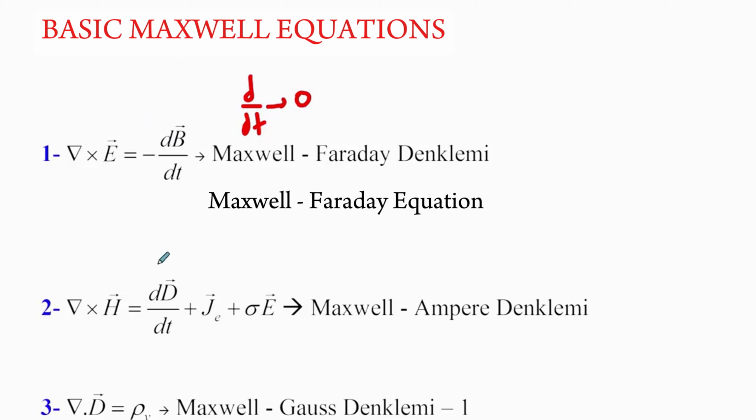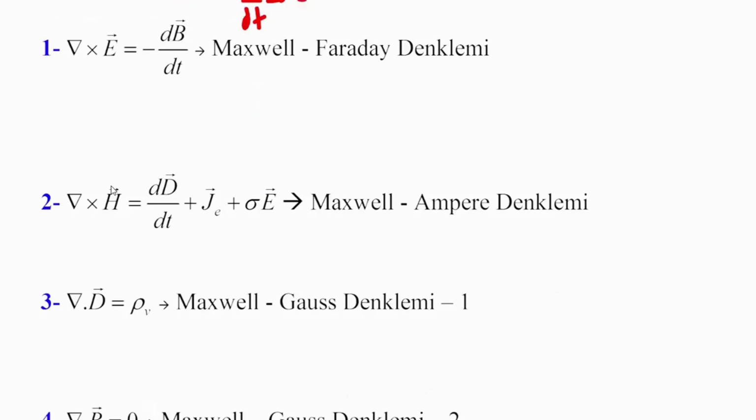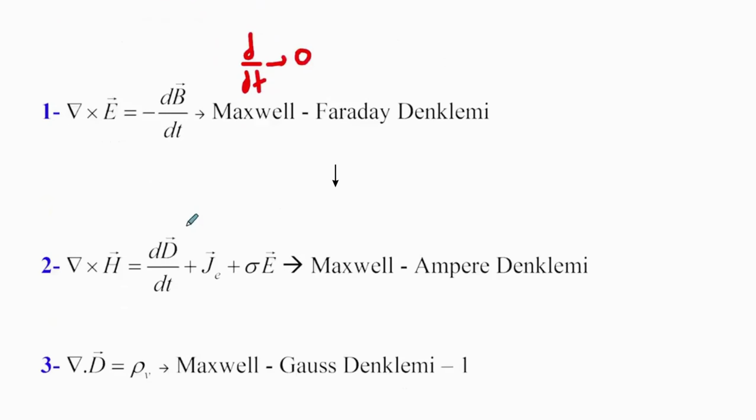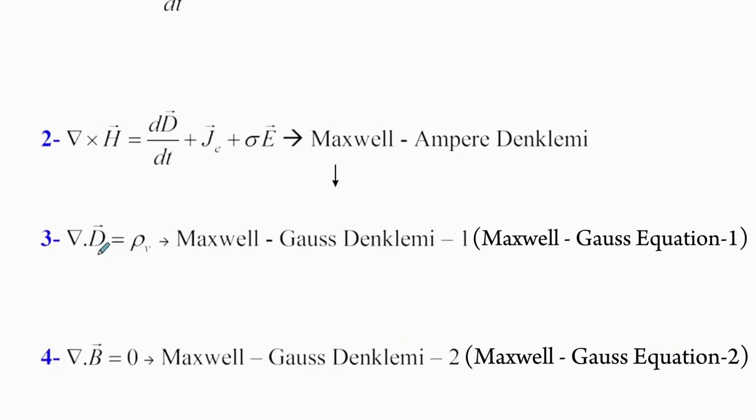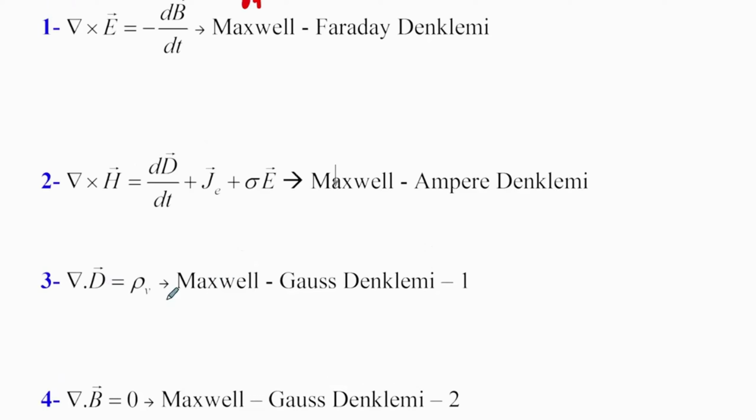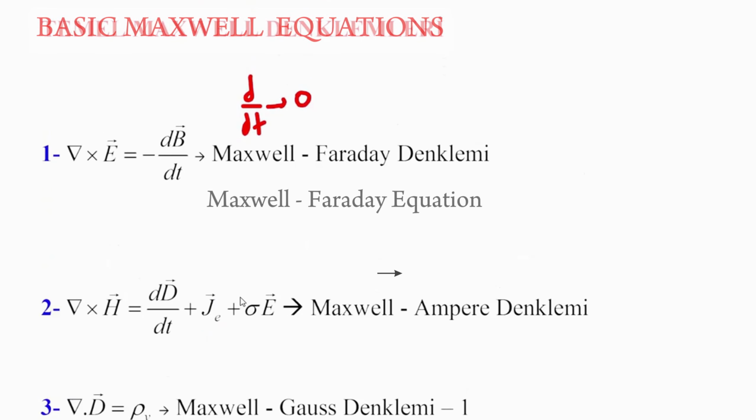We have four fundamental Maxwell equations. All of these are important. In fact, 3 out of 4 are more significant. For example, the third equation we use as Gauss's law, and the fourth equation also comes from here, friends. So this is actually one of Maxwell's equations. Let's explain the logic of Maxwell.